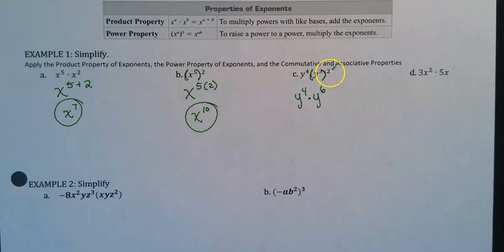Okay, but we're multiplying those properties. Now that we are multiplying these, that's the product property. We have the same base, so we add the exponents. So this is y to the 4 plus 6, or y to the 10th.